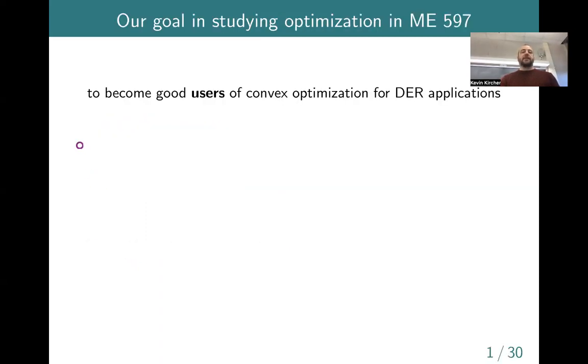Okay, so our goal here, just to set expectations, is not to learn everything there is about optimization, which would take way too long. You could do multiple years of graduate study and still not get all the way there. So we want to be good users of optimization, and specifically a class of optimization called convex optimization, which happens to be very well suited to the kind of DER design and control problems that we want to tackle in this class.